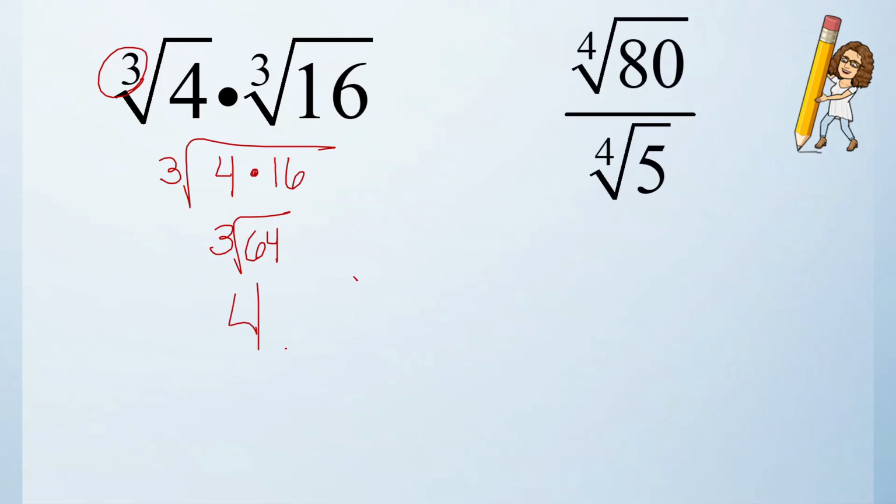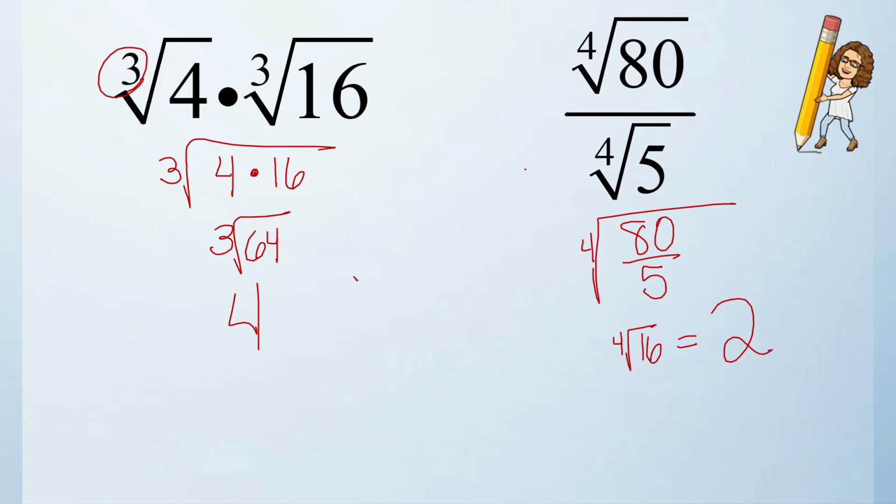If I have two radicals divided by one another, then what I get to do is literally put it under one radical. So it'd be 80 over 5. So 80 divided by 5 is 16. So that is the fourth root of 16. Fourth root of 16 is 2. So if I have two little radicals, I can make it one big radical.